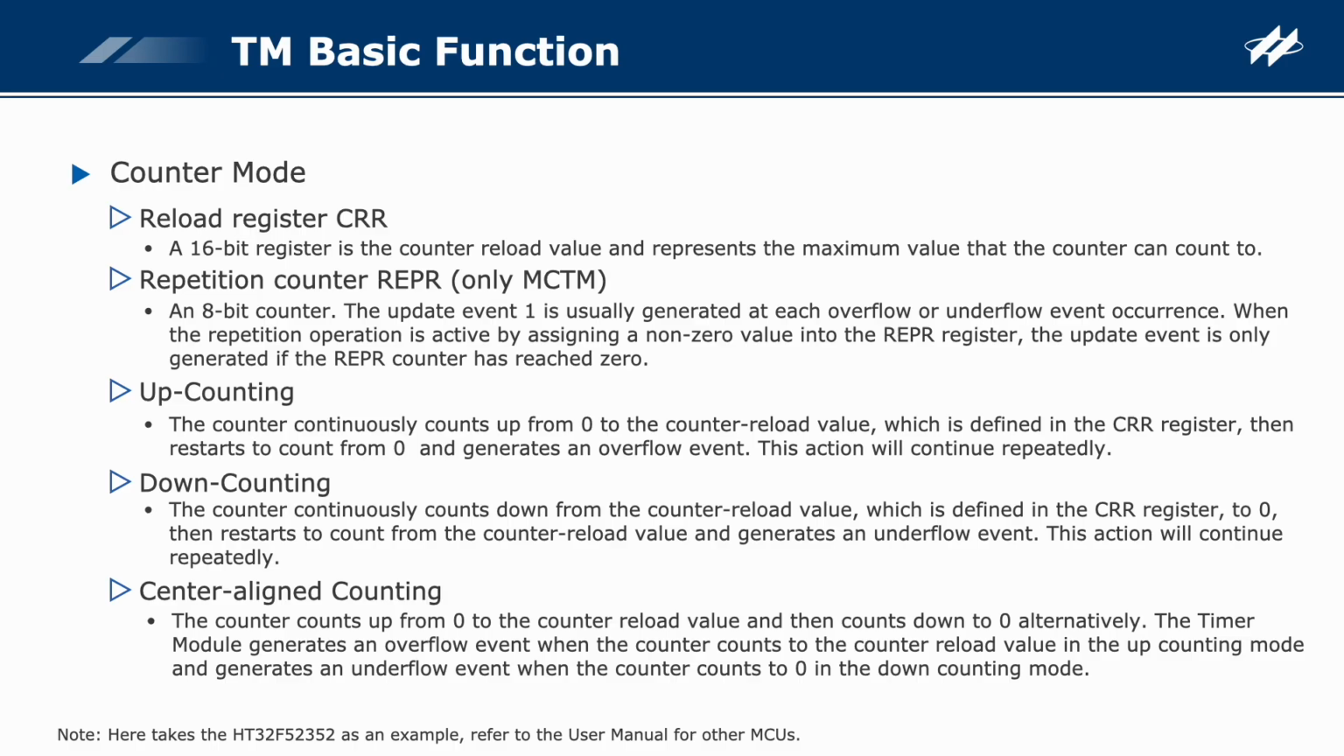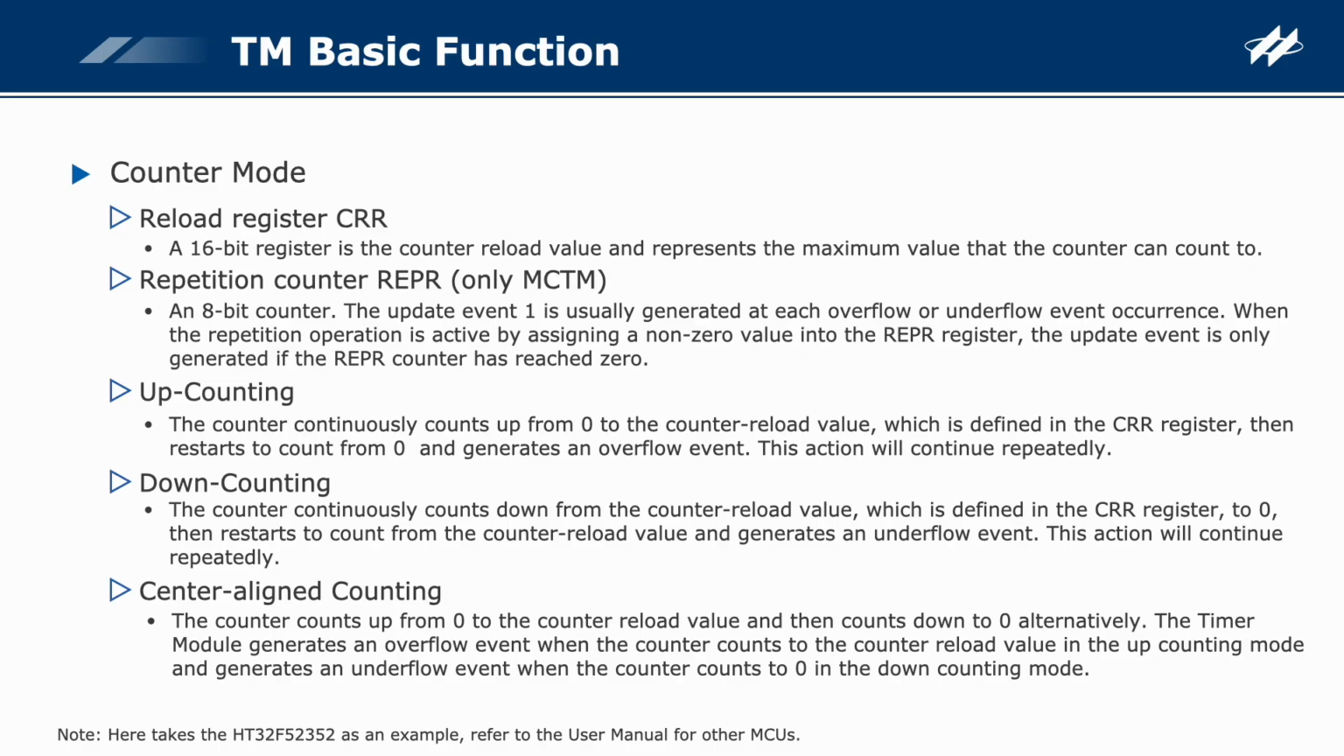Next, we will introduce the counting modes. There are 3 modes: up counting, down counting, and center-aligned counting. In the up counting mode, the counter continuously counts up from 0 to the counter reload value, which is defined in the CRR register, then restarts to count from 0 and generates an overflow event. This action will continue repeatedly. In the down counting mode, the counter continuously counts down from the counter reload value, which is defined in the CRR register, to 0, then restarts to count from the counter reload value and generates an underflow event. This action will continue repeatedly.